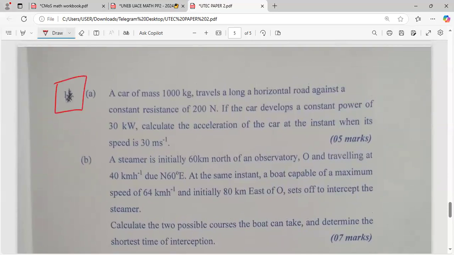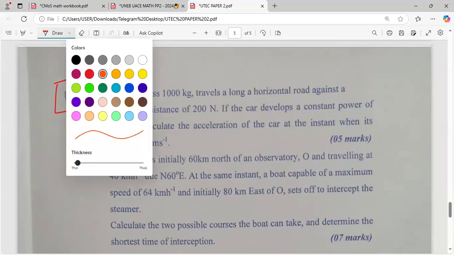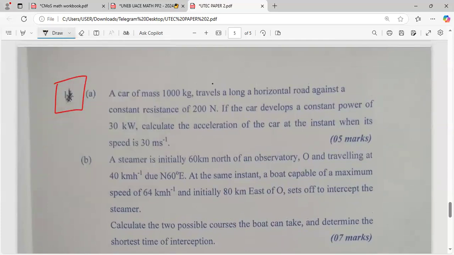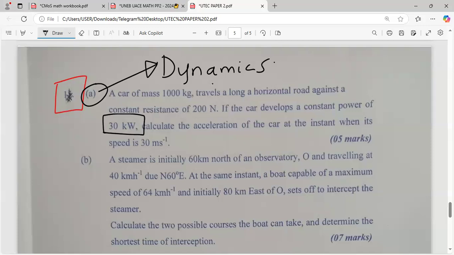Guess what? Here they are talking of part A belonging to dynamics. Because you can see a concept of power, work done, power and energy. You're seeing constant resistance. Those are things taught in friction. That is all under dynamics.